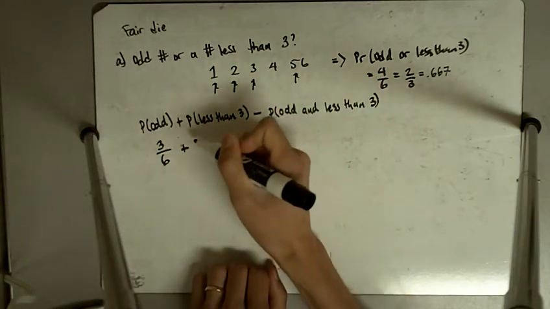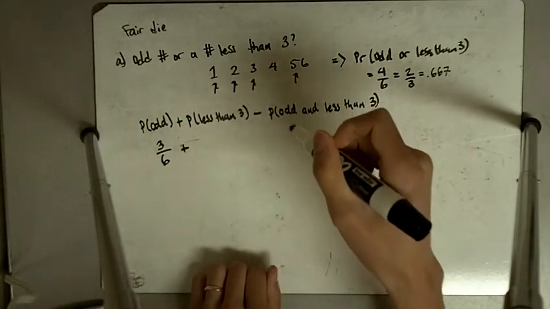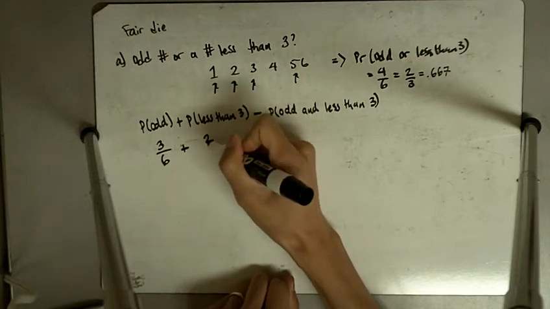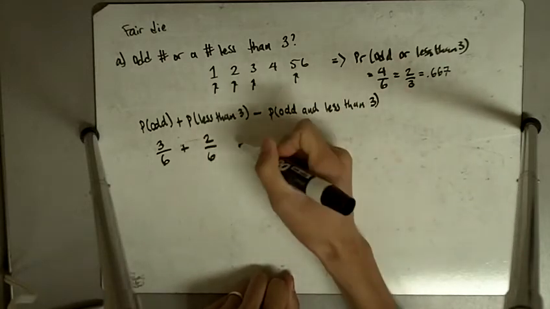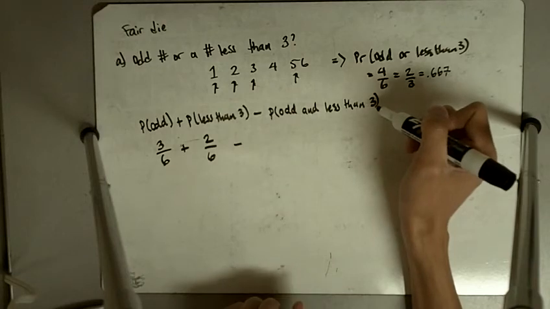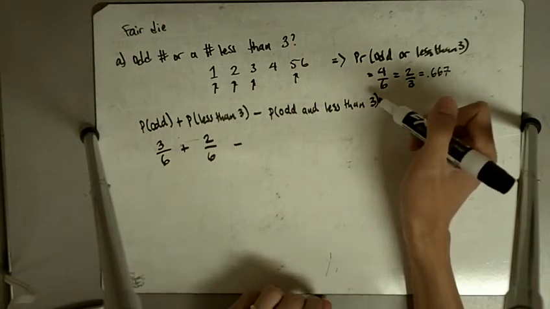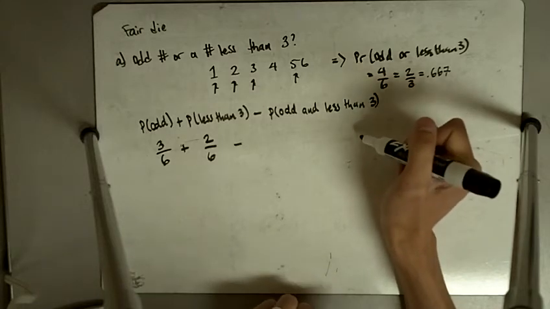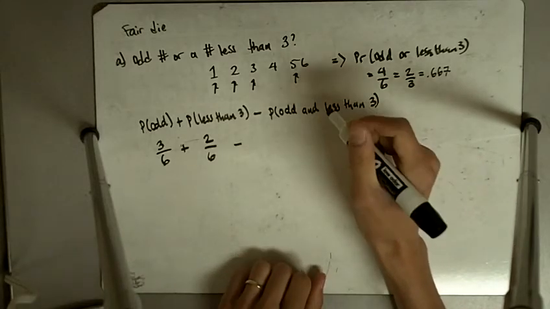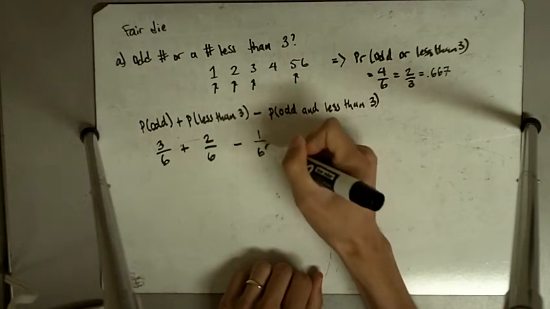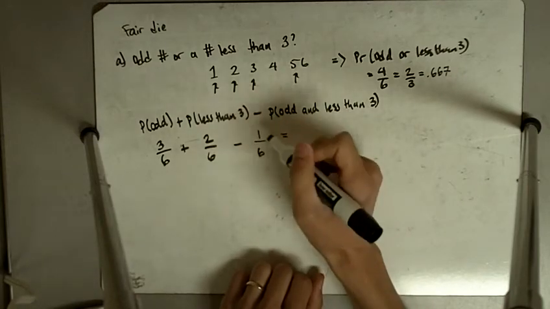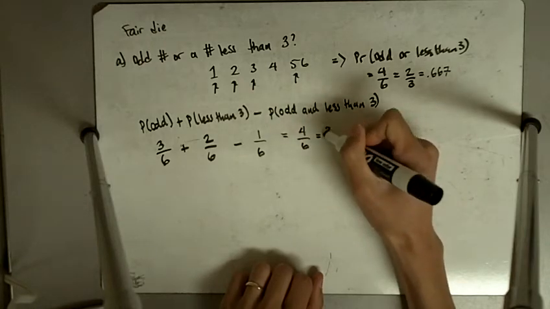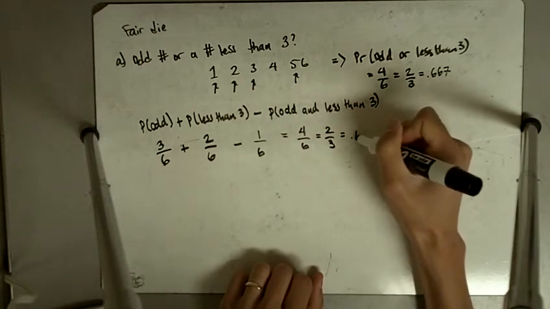We have 3 numbers that are odd, plus the probability of being less than 3. Okay, there's only 2 numbers that are less than 3, 1 and 2. So we're going to do 2 out of 6. But then we have to subtract off any odd numbers that are less than 3. Okay, so here we have 2 numbers that are less than 3, but only one of them is odd. That's the 1. So we're going to subtract off 1 out of 6, and so indeed, if we do 3/6 plus 2/6 minus 1/6, we get 4/6, which is equal to 2/3, which again is 0.667.